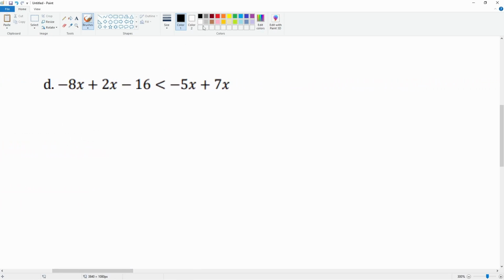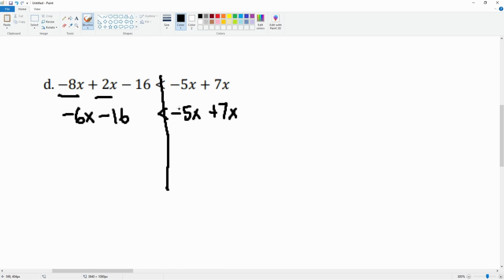D, we want to draw the line down that middle. There are some like terms here. Negative 8x and the 2x are like terms. They're on the same side. That becomes a negative 6x. Bring down the minus 16, bring down the inequality, bring down the negative 5x, bring down the 7x. These two are like terms. That becomes a 2x, because negative 5x plus 7x becomes a positive 2x. Bring down the inequality symbol, bring everything else down that we did not touch.